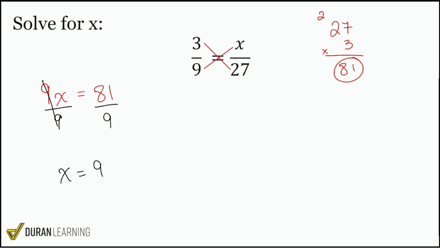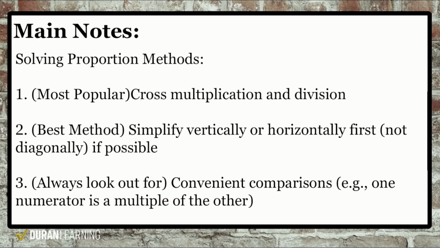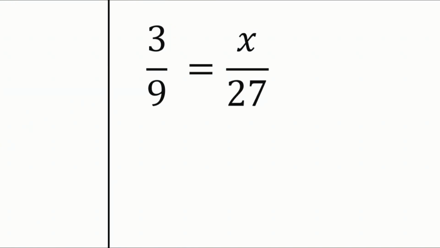Let me go ahead and show you number 2. Let me move this over here. Let me split this down the seam right there. Now let's talk about number 2. Technique number 2, like we talked about, is simplifying vertically or horizontally before you cross multiply and divide. Let's go ahead and zoom in just a little bit.